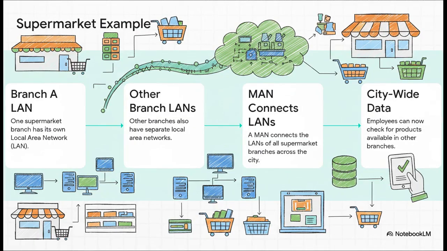This slide gives us a perfect real-world example. Just imagine a supermarket chain. Every single store has its own LAN for all its cash registers and computers. The MAN is like the connective tissue that links all those stores together across the city. It's what allows an employee at one branch to instantly check if a product is in stock at another branch miles away. It's a citywide nervous system for that one company.